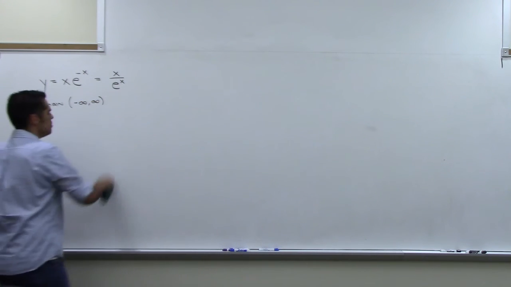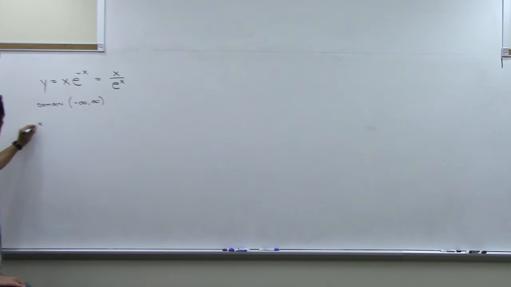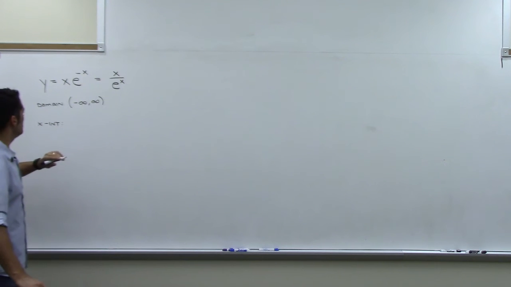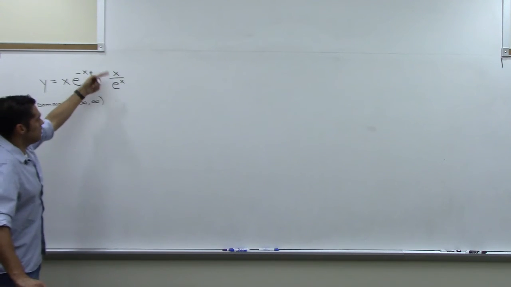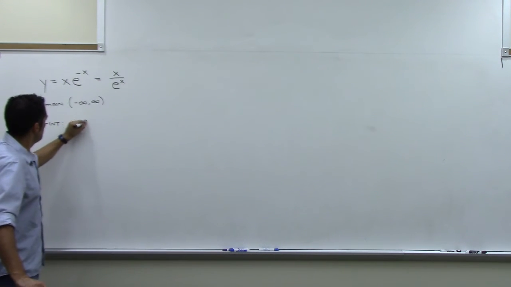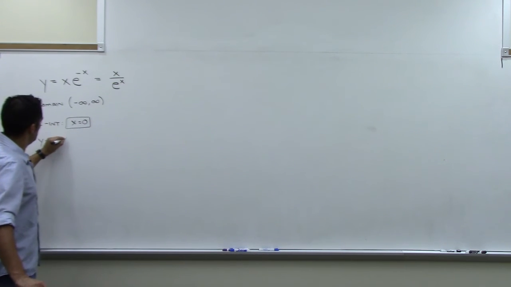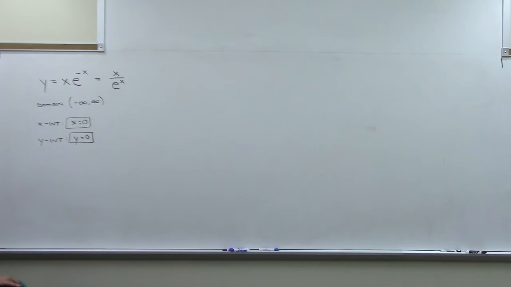All right. In terms of x-intercepts, I can set the equation equal to 0, which just means set the top to 0. So x is 0, it's an x-intercept. Y-intercept, we replace the x with 0 and I get y as 0. So again, the origin is a point on my graph.